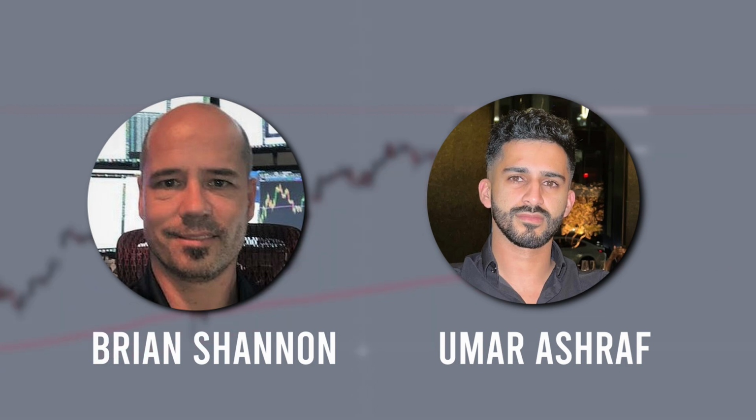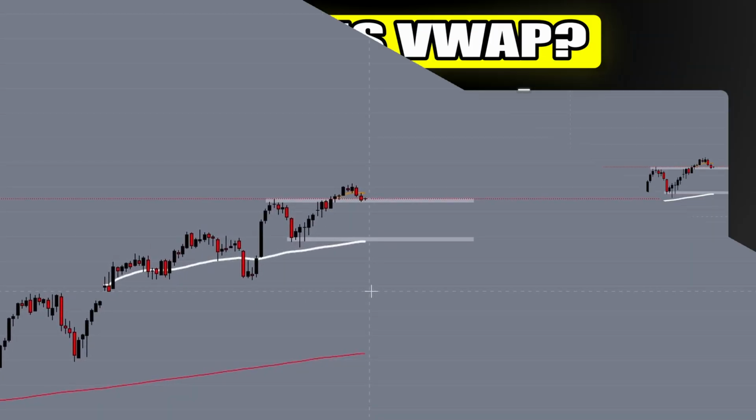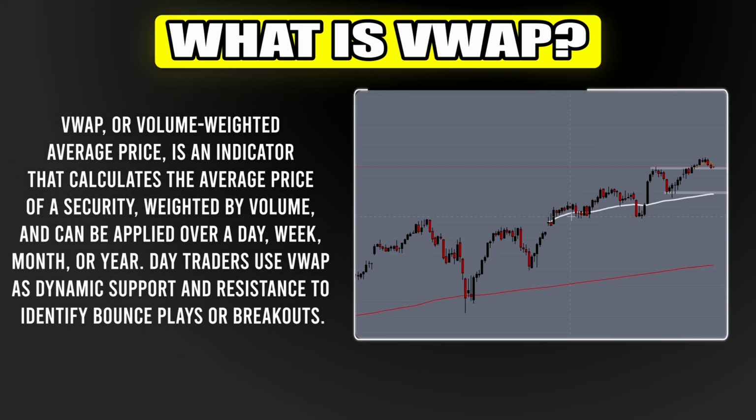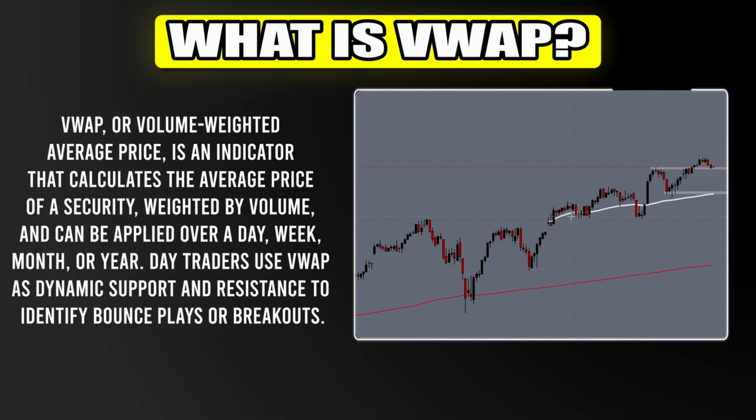Top traders like Brian Shannon, Umar Asraf, and even some big institutional traders use some degree of VWAP, and for a good reason. It's simple and effective. VWAP, or volume weighted average price, is an indicator that calculates the average price of a security, weighted by volume, and can be applied over a day, week, month, or year.